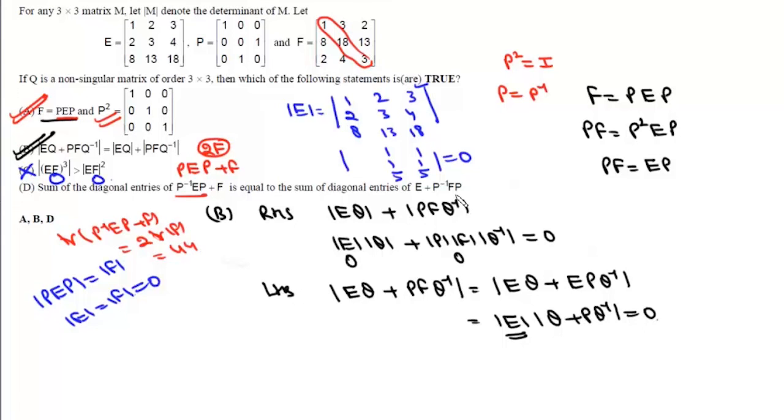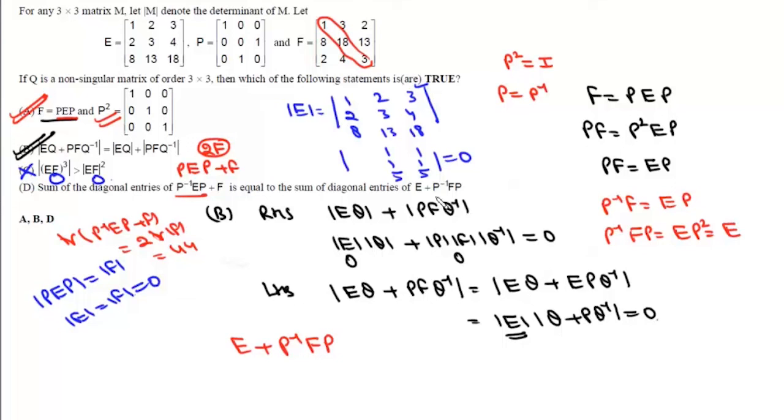Now the same way, if we look at this entry, it is E plus P inverse FP. Now since P is same as P inverse, we can write P inverse F equals EP, and if we multiply with P, we can write this as EP square, and P square is I, so it will be nothing but E.